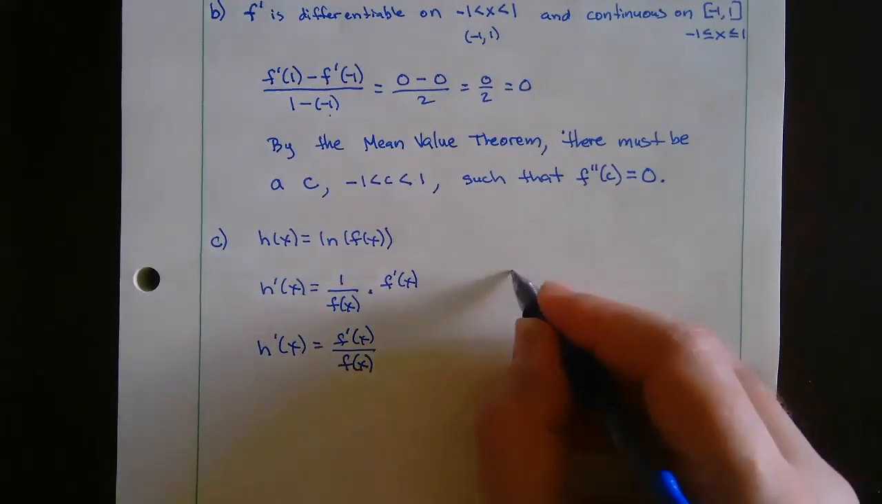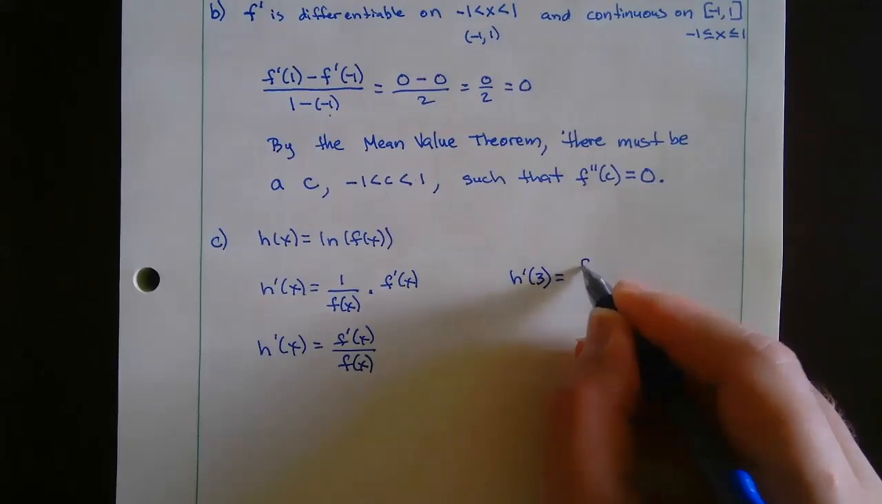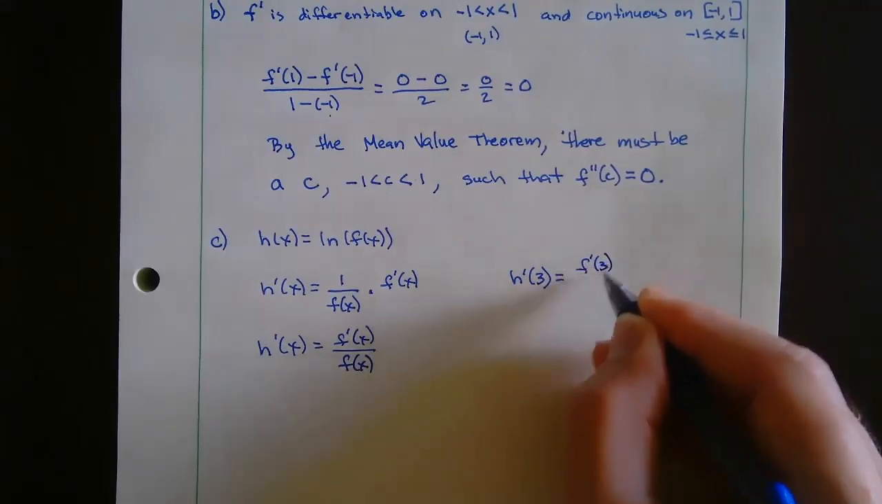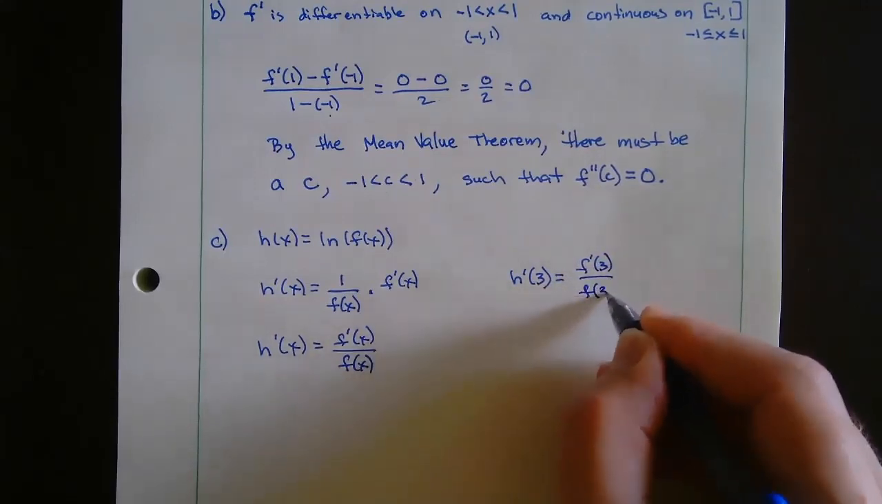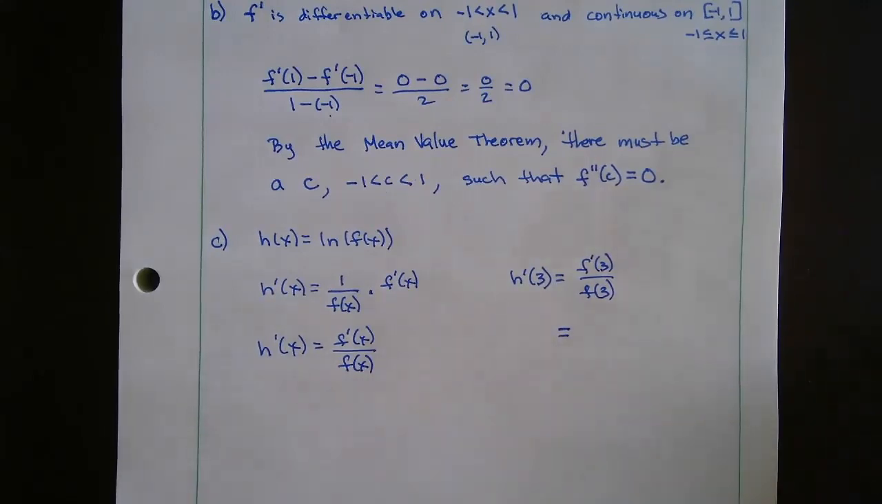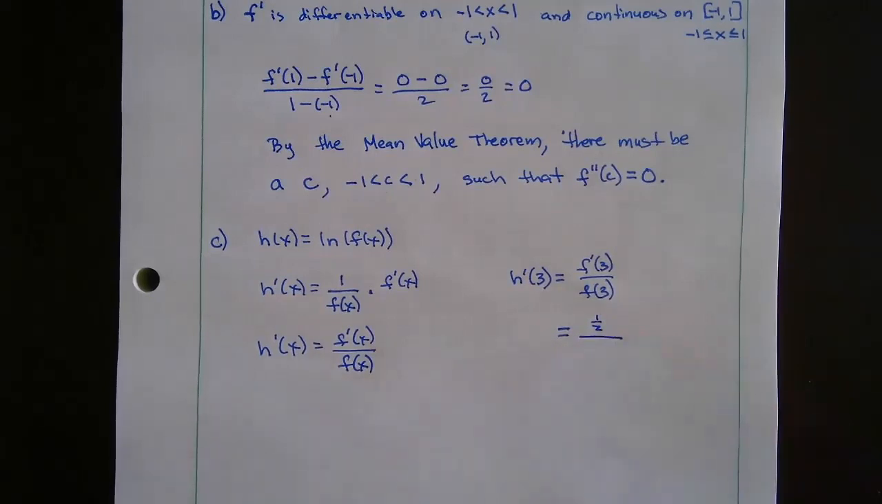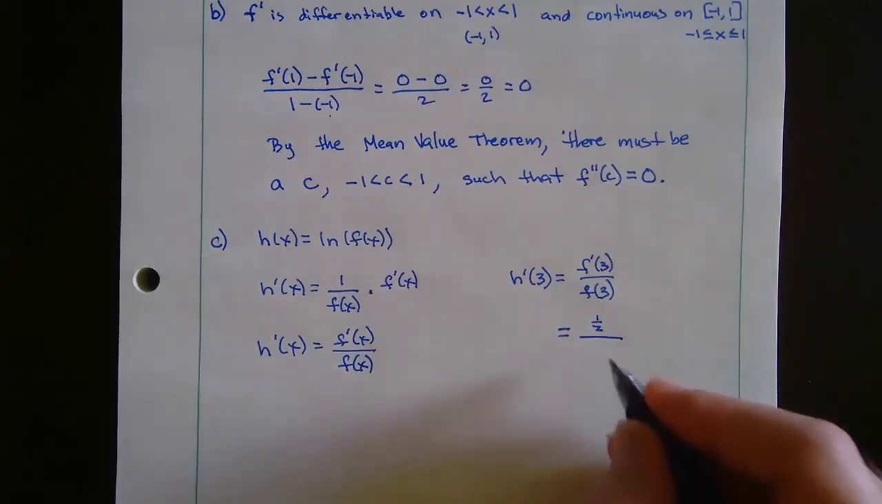So what is h prime of 3? That would be f prime of 3 over f of 3. Okay, so f prime of 3, we can look on our table. I'm grabbing my paper to look for it. So f prime of 3 is 1/2. So this would be 1/2 over f of 3, and f of 3 is 7.